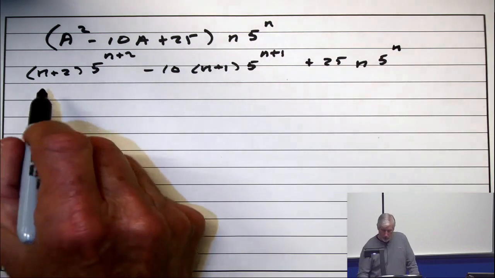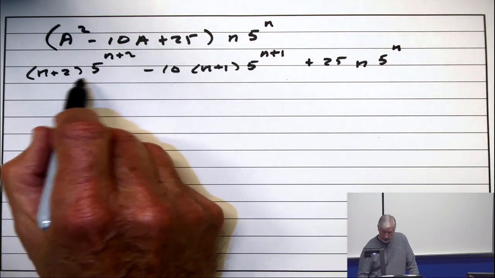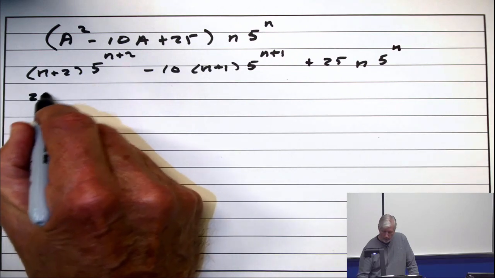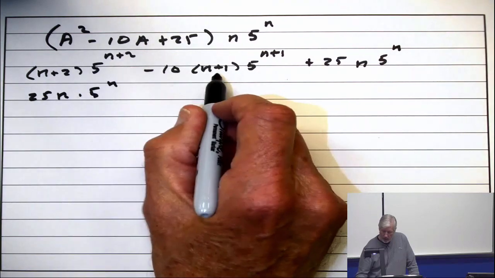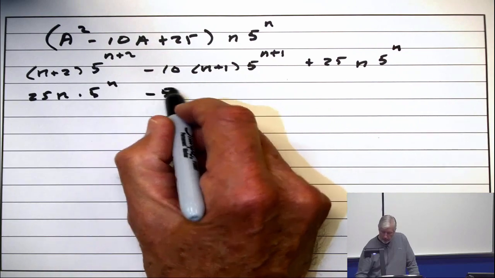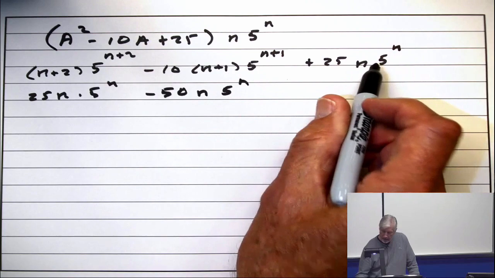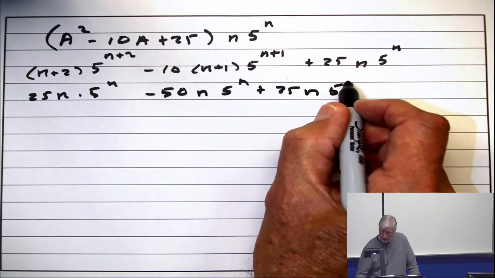Okay? So let's gather the terms that involve n 5 to the n. So this is 25 times 5 to the n, so this is 25n times 5 to the n. And here, n times 5 to the n, minus 50 times n 5 to the n. And here, plus 25 n 5 to the n.